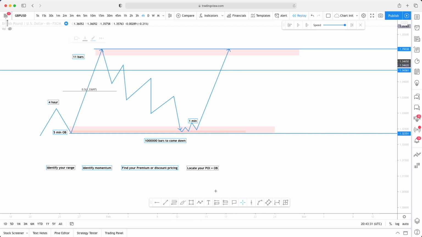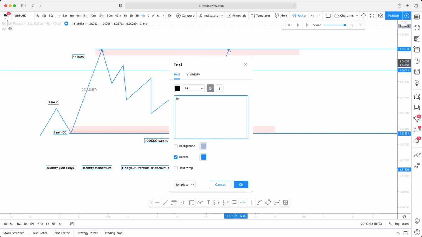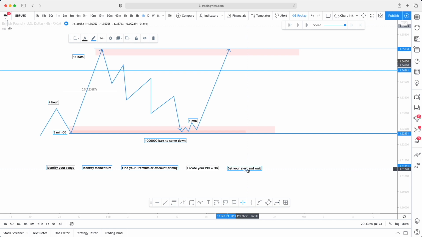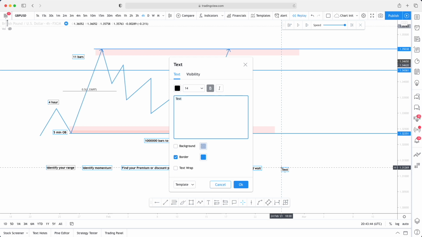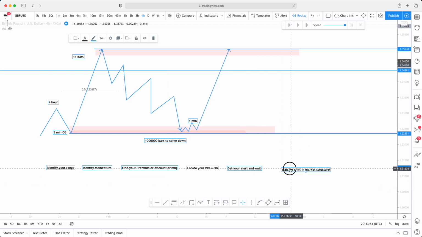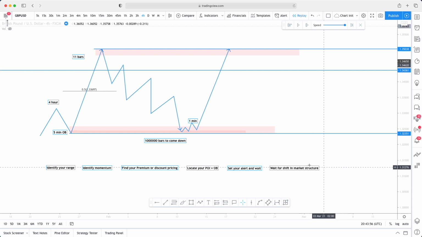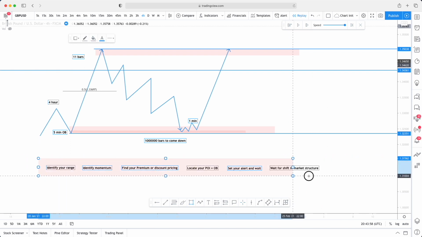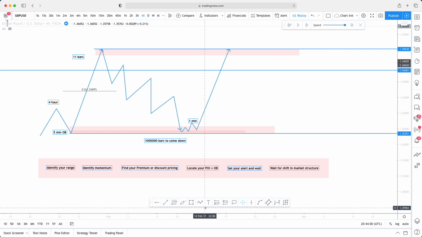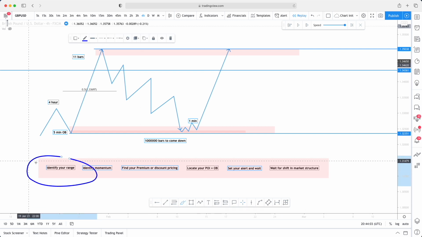and then set your alert and wait. What's the next thing? Okay, and wait for a shift in market structure. Simple, and that is it. That is all you need. Just that.